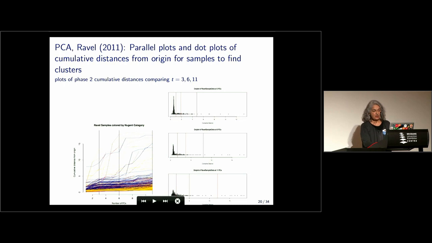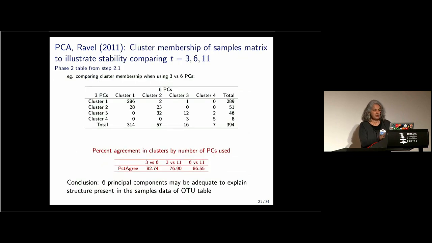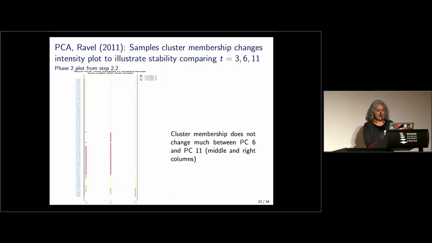So the idea is, what's the stability? Is this group the same as this group? Is that the same as this group? Somewhere there will be, we think, stability, and that's the dimension that maybe we work with. This is the same information, but now we're just looking at cluster membership. We sort of settle at 6 in this case, because there isn't that much of a difference when we go from 6 to 11. We can also do an intensity plot and look at this cluster membership to see if the samples have changed dramatically or not.